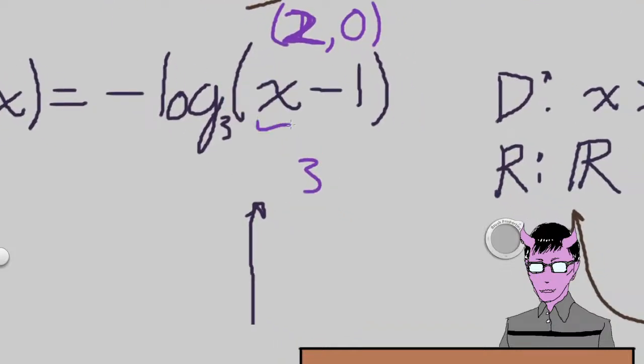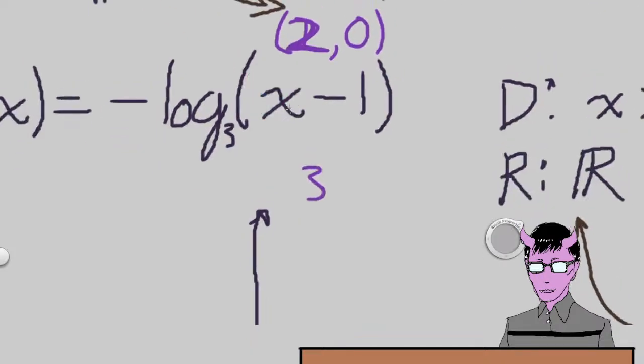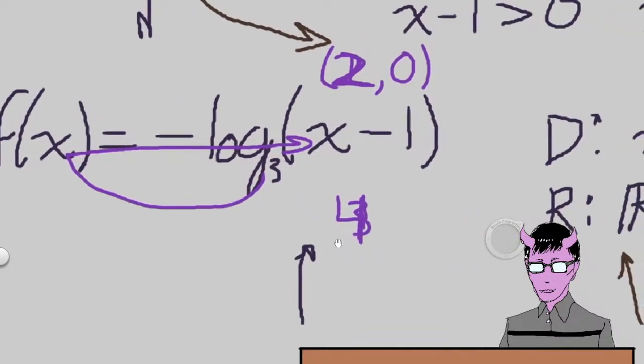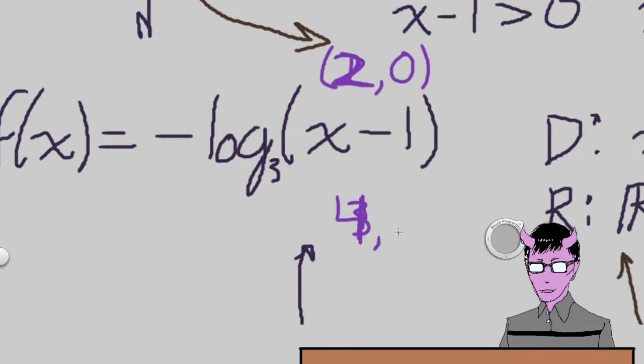Anchor point number 2, we want to force this entire inside to be 3, which necessitates that x is 4, because 4 minus 1 is 3. So 3 to the power of what gives us 4? I'm sorry, not 4, 3. 3 to the power of what gives us 3? It has to be 1, so this needs to be 1. But don't forget, we need to take into consideration the negative. Okay?